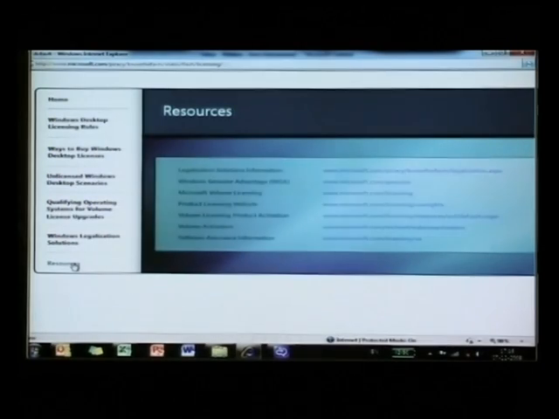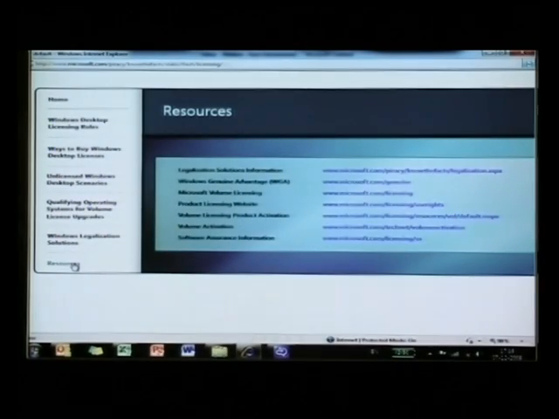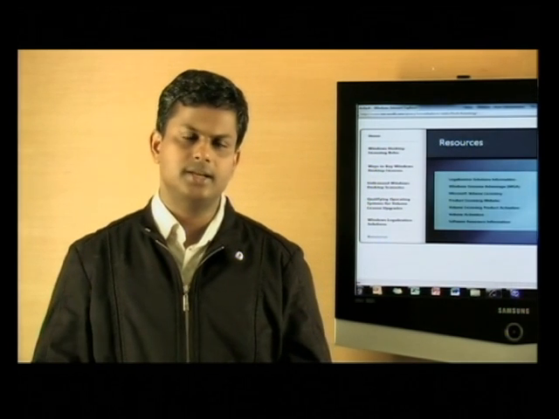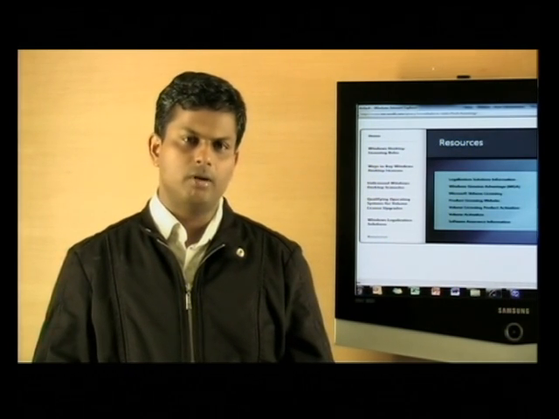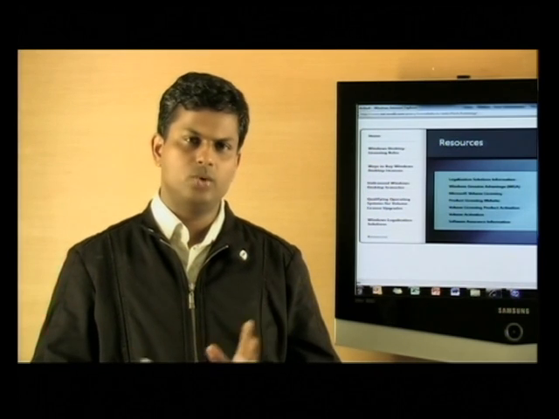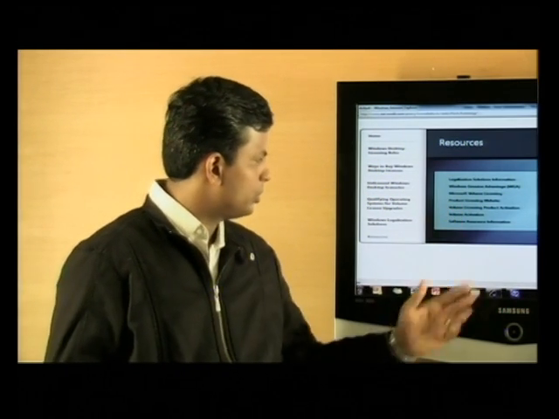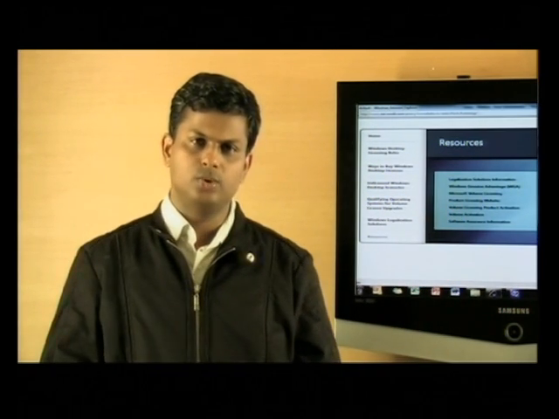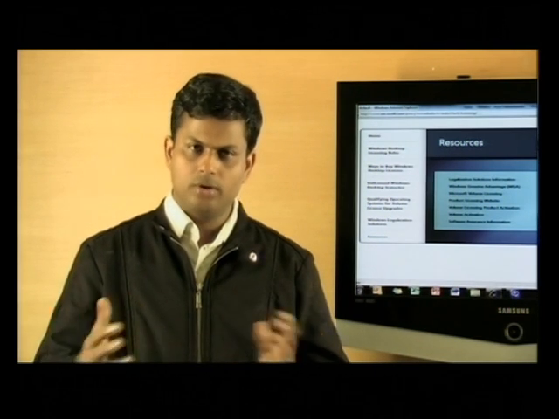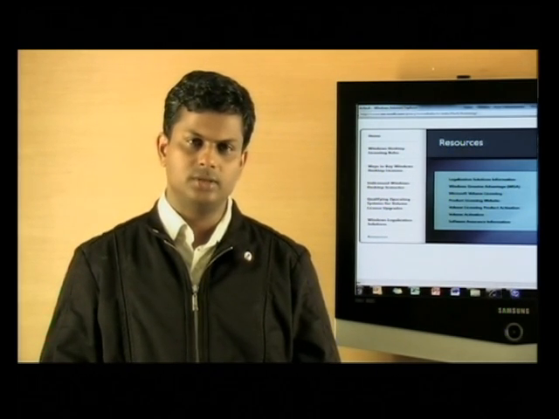And finally, moving on to the resources, there are a lot of licensing details that are available on our site. So should you have any questions, feel free to go to any of these sites and you will have a lot many more points that you would want to consider.